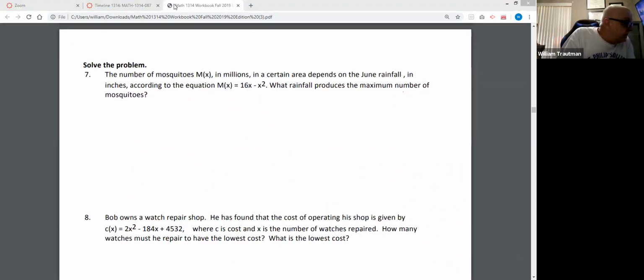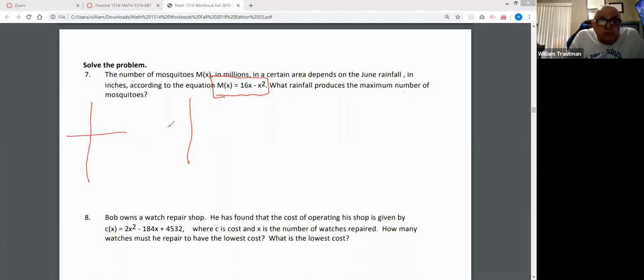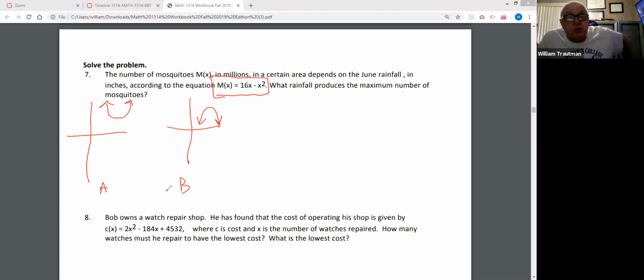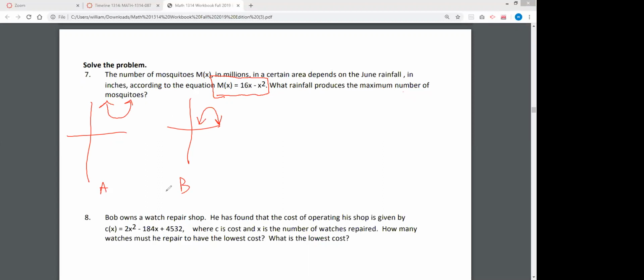And 7 and 8. So there are 2 word problems on the test. Similar to these, but not exactly. So this is our function. Can somebody tell me what this graph looks like? Does it look like this? Or does it look like this? You should be able to tell me what this graph looks like, A or B. B. Yes, it is B.